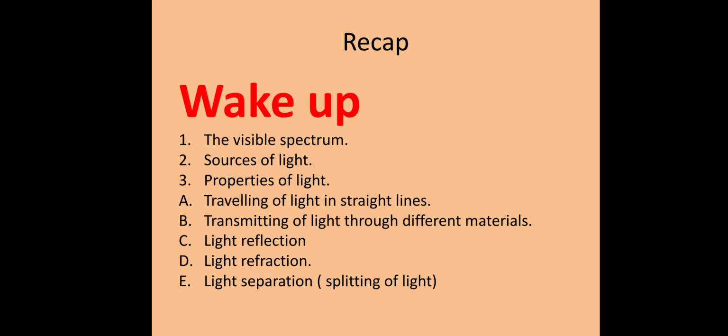Then we have covered the definition of light reflection and light refraction. Finally, we have talked about light separation, and we have talked about the glass prism, which can analyze the white light into 7 spectrum colors.